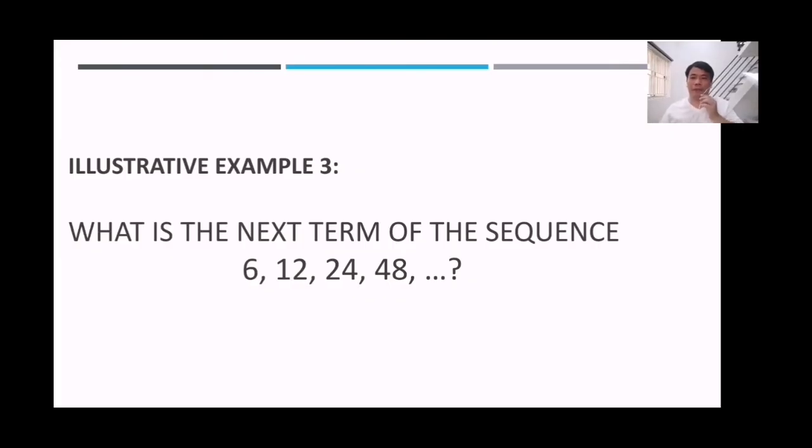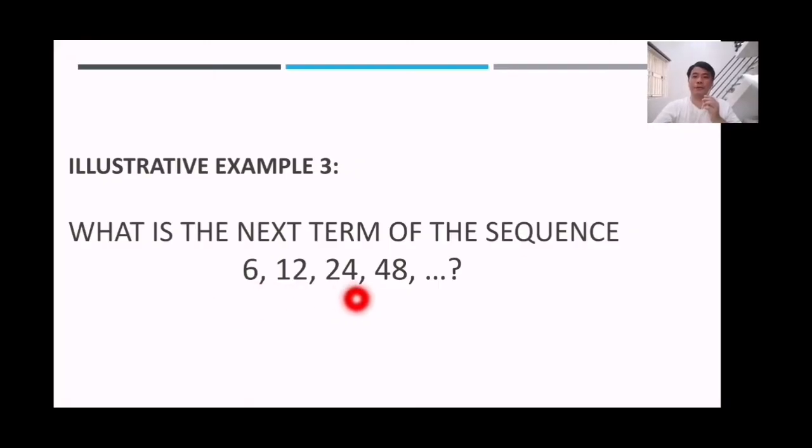Example number 3. What is the next term of the sequence 6, 12, 24, 48? You will see, first term is 6, the next term becomes 12. It's either we add 6 or we multiply it by 2. Let's try to add 6 to 12. 6 plus 12 is 18. So it will not satisfy the third term. So try natin yung isa. We multiply it by 2. 12 times 2 is 24. Okay, that satisfies the third term.